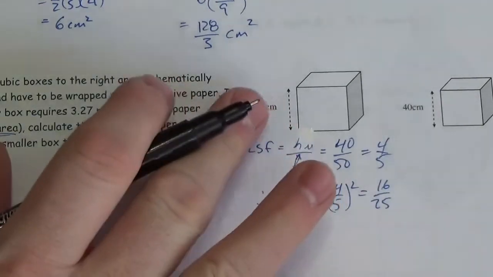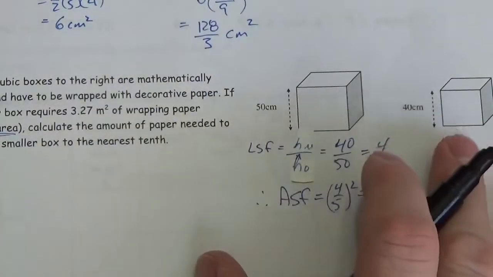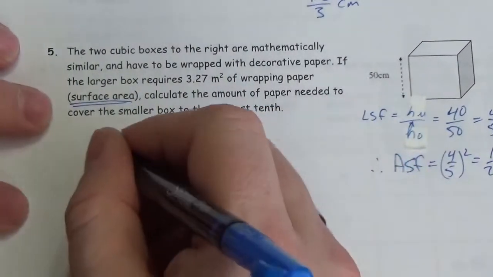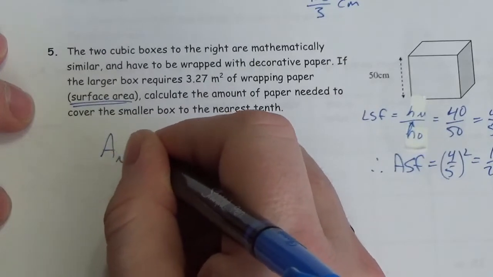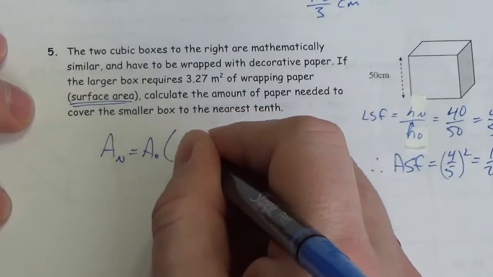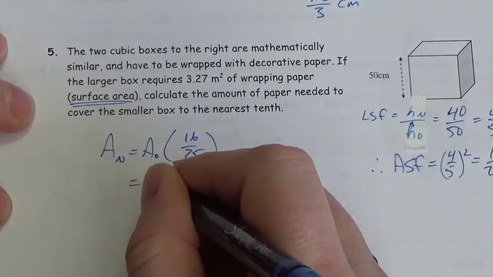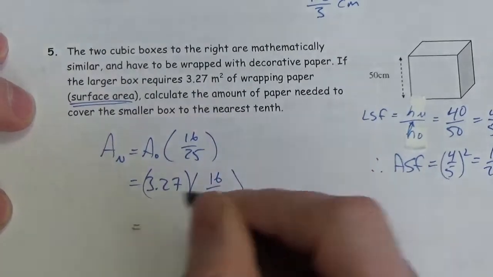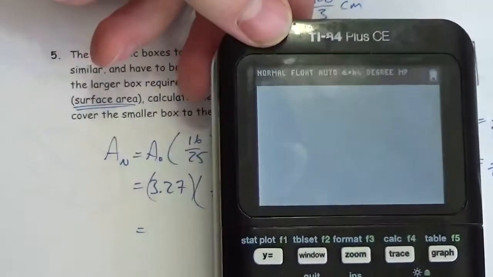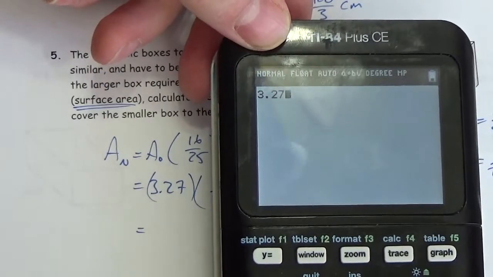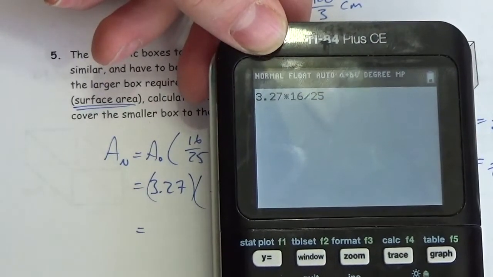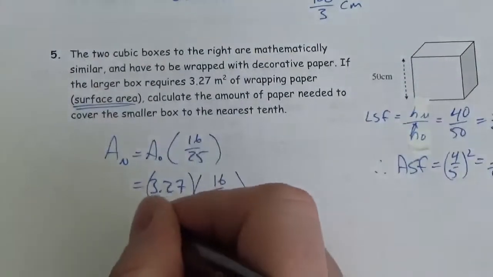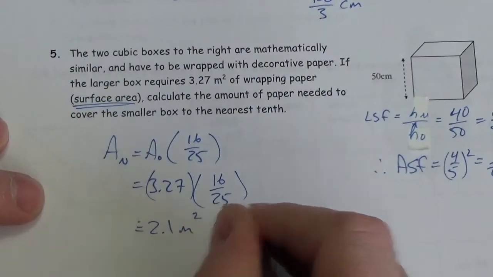So now, if I know the surface area of the original, I can figure out the surface area of the new one. And we happen to have the surface area of the original. So the surface area of the new one is going to be the old one multiplied by 16/25, and that will be 3.27 meters squared multiplied by 16/25. Now we just go to the calculator. So 3.27 times 16/25. And to the nearest tenth, we get 2.1. So it's approximately 2.1 meters squared.